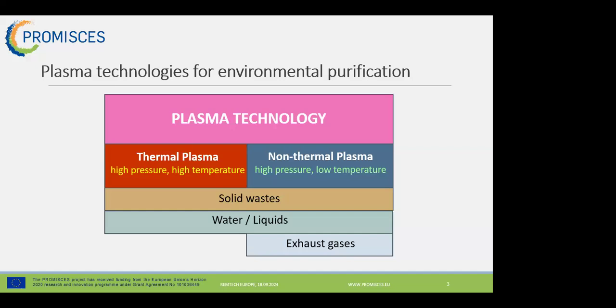But in the thermal plasma, we have high temperature, while in the non-thermal plasma, the temperature is from room temperature to, it can be above 1000, 2000 degrees, but it is non-thermal. Both types of plasma are used for treatment of solid waste and water and liquid waste, and the non-thermal plasma also for gases.